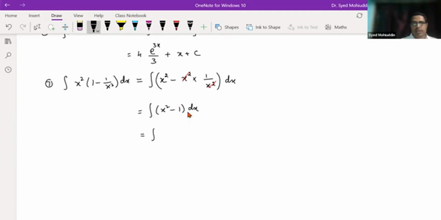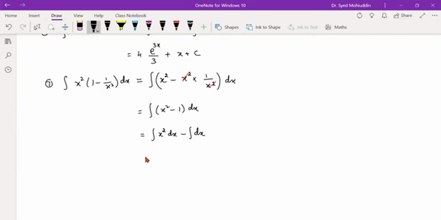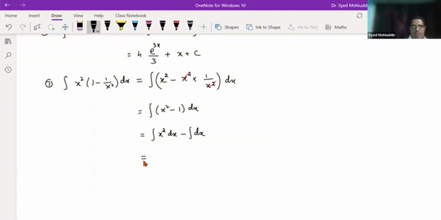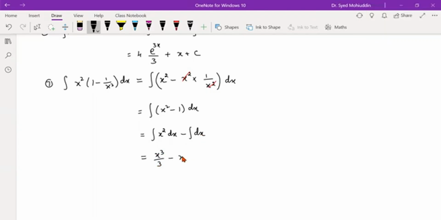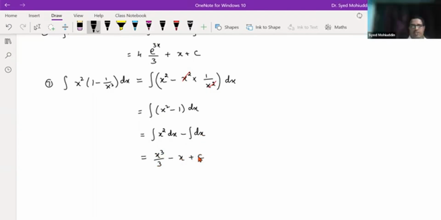This will be equal to, now let us apply the integral separately. First term, integral of x square into dx. Again, minus, you apply the integral of 1 into dx, that is the integral of dx. Are you understanding this multiplication? Now we'll try to integrate. So what is the integral of x square? x cube by 3, minus the integral of dx, which is x, plus the constant of integration c, right?